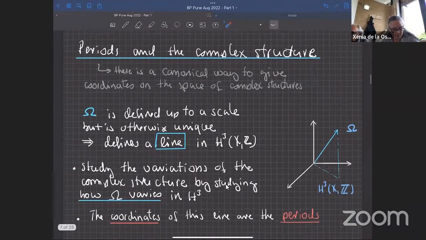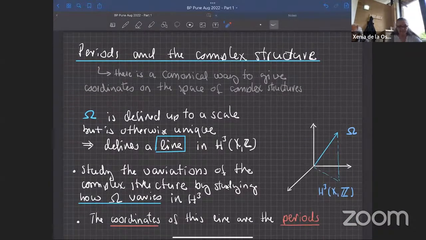Now let me get straight into this notion of periods and the complex structure. So one can describe the complex structure of a Calabi-Yau by using the parameters from a defining polynomial in an ambient space, right? The properties of the polynomial should be such that the first Chern class vanishes. And as you vary the coefficients in the polynomial, you vary the complex structure. But another nicer, or canonical, way to describe the variation of the complex structure is to give nice coordinates on the space of complex structures. And we do that using the holomorphic form.